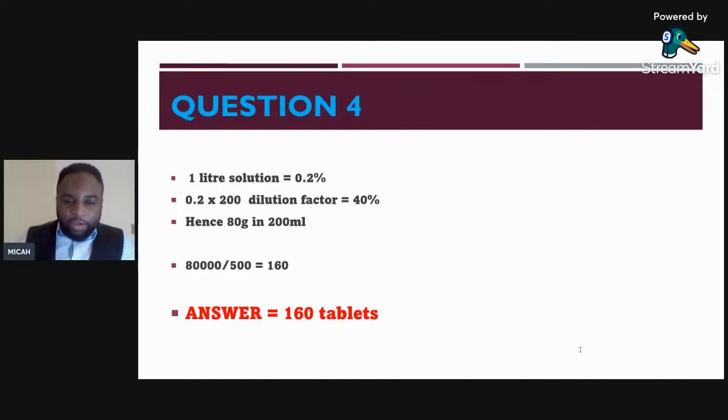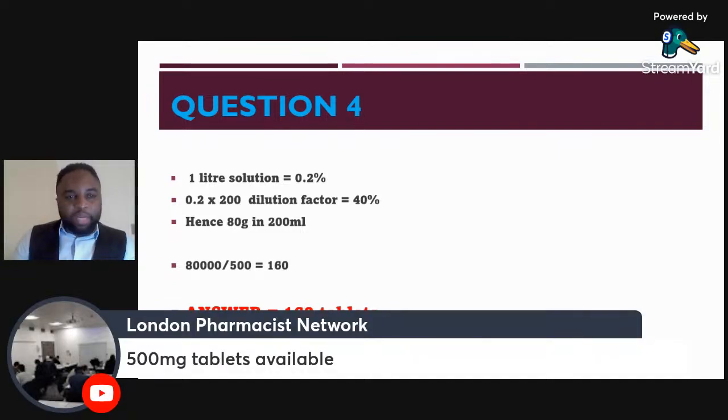So we have 500 milligram tablets available, and we're trying to get 80 grams. How many 500 milligram tablets do we need to put together to make 80 grams? That's what this question is really asking us. Okay, so we found out that 80 grams is the amount in 200 ml. How many 500 milligram tablets do we need to make 80 grams?